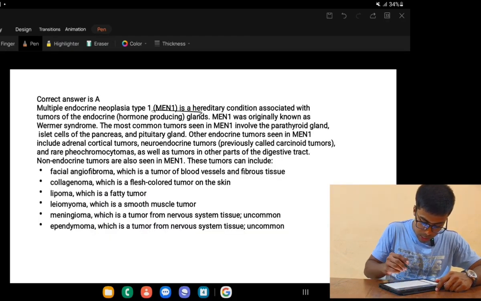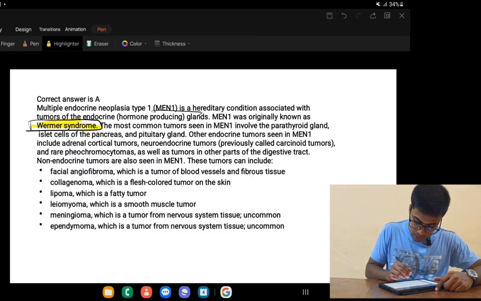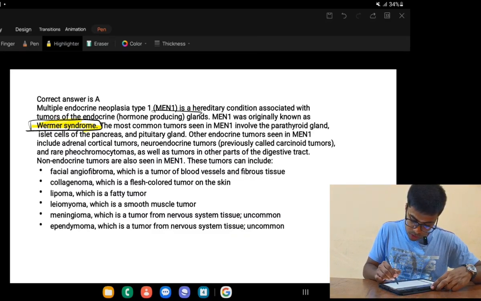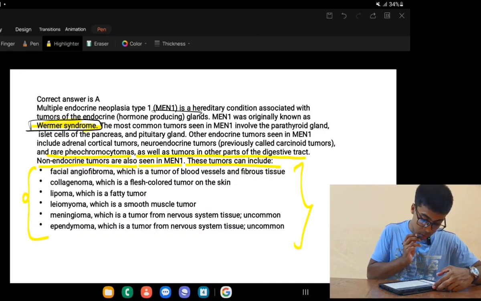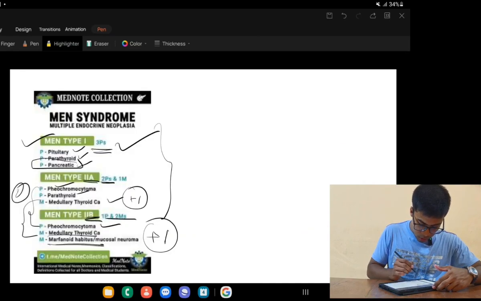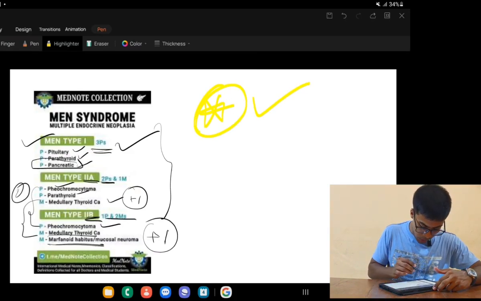So the answer is MEN 1A, also called Wermer syndrome. Carcinoid tumor, rare pheochromocytoma as well as tumors of other parts of the digestive tract, non-endocrine, are also seen in MEN 1. These tumors can include this much. You have to learn this, but to solve this question, this much is enough. If you know this, it is done. So let's move on to the next question.